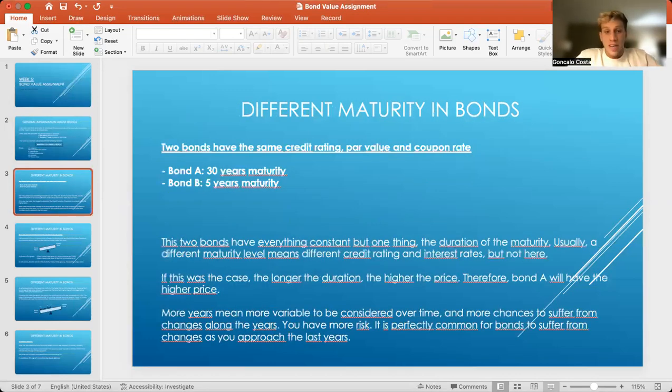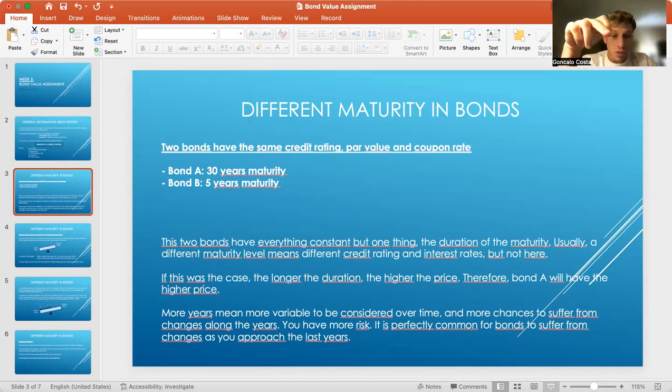So, in the case, we are given two different maturities with two different bonds, right? We have a bond A with 30-year maturity and a bond B with 5 years maturity. These two bonds will have everything constant except this simple fact, which is indeed super important. Usually, different maturity levels and different maturity years mean different interest rates, but this is not the case, right? So, a different maturity level means a different credit rating.